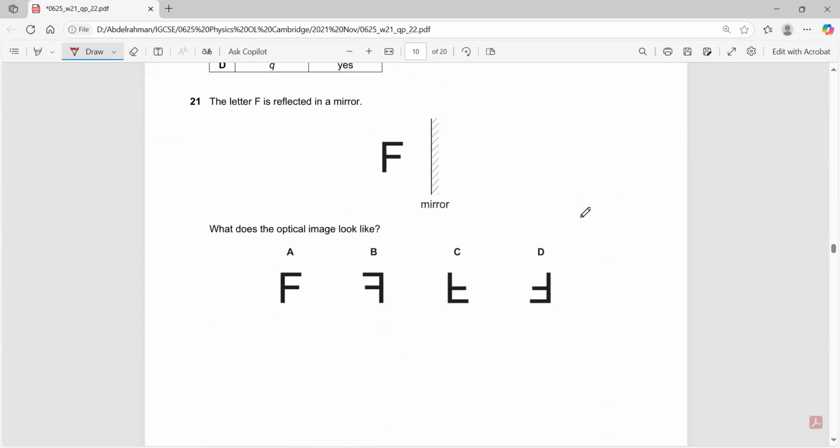The letter F is reflected. How can I find the reflection of letter F? It would be B, yes. Laterally inverted, left to right. C and D are definitely wrong.